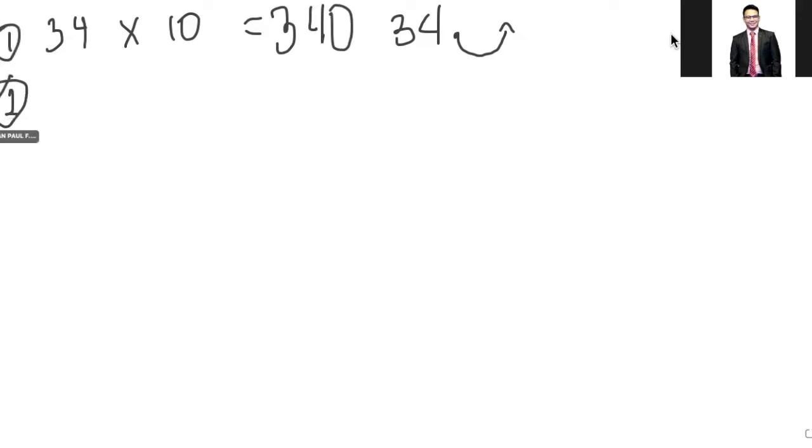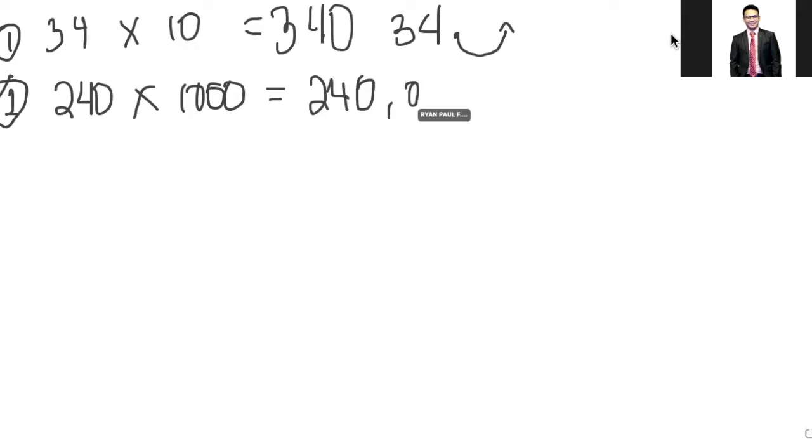Example number 2. 240 multiplied by 1000. Therefore, by moving the decimal point 3 units to the right, we'll get 240,000. So far, so good. Let's try example number 3.